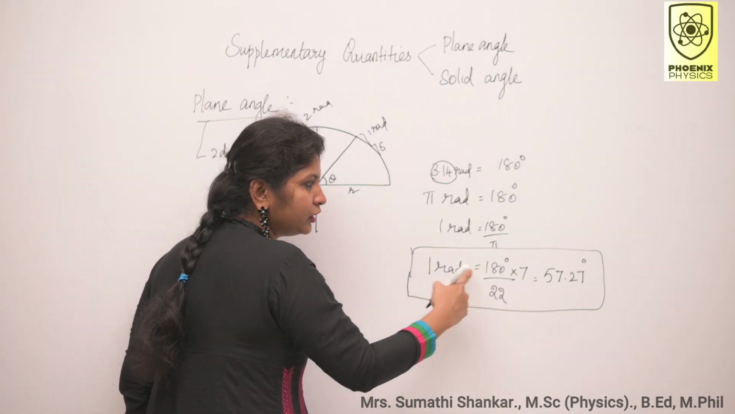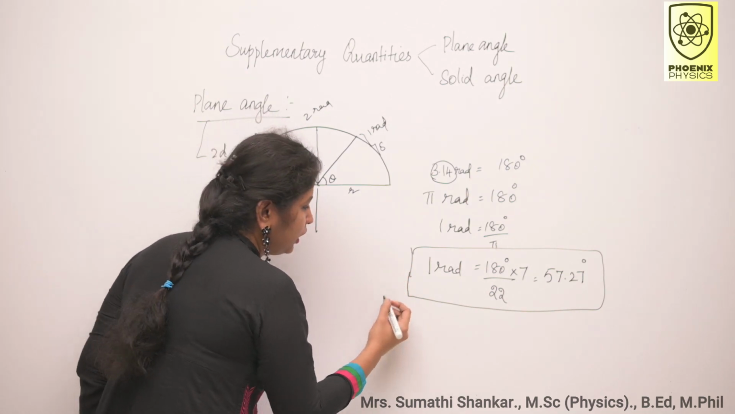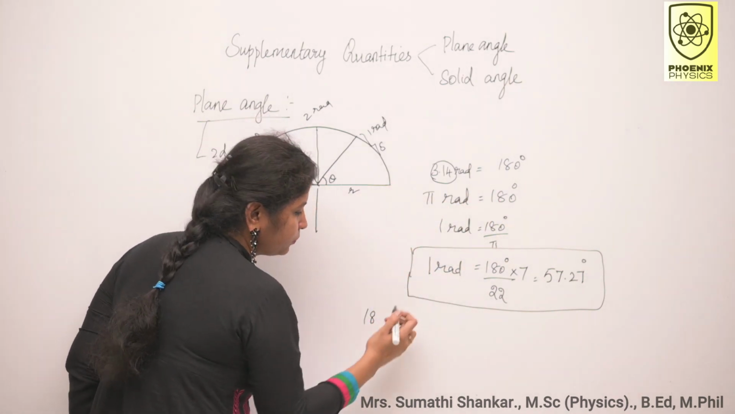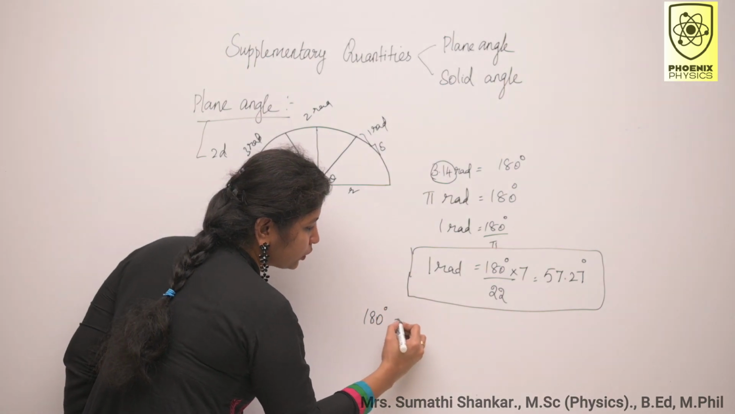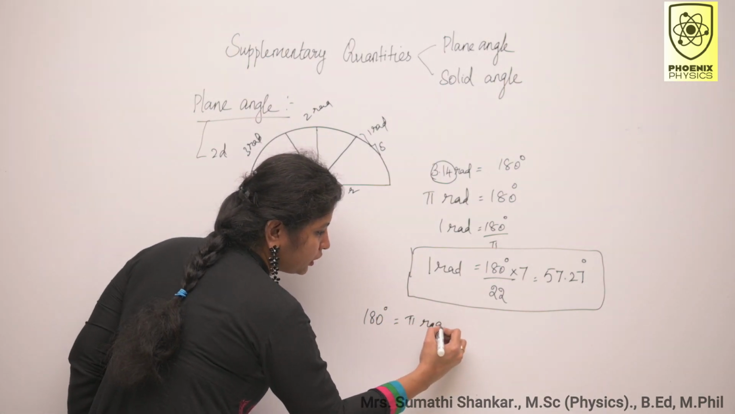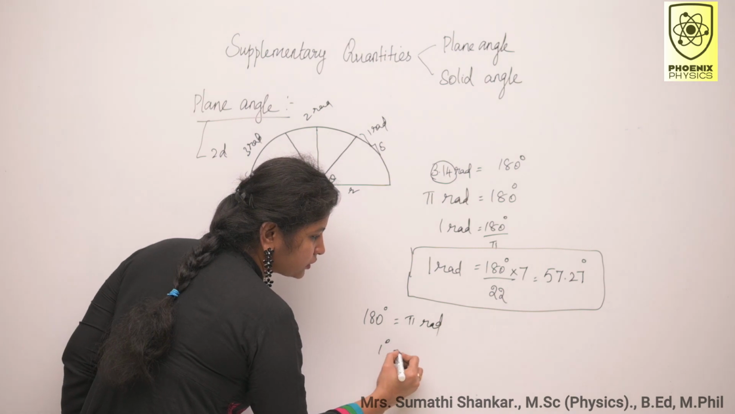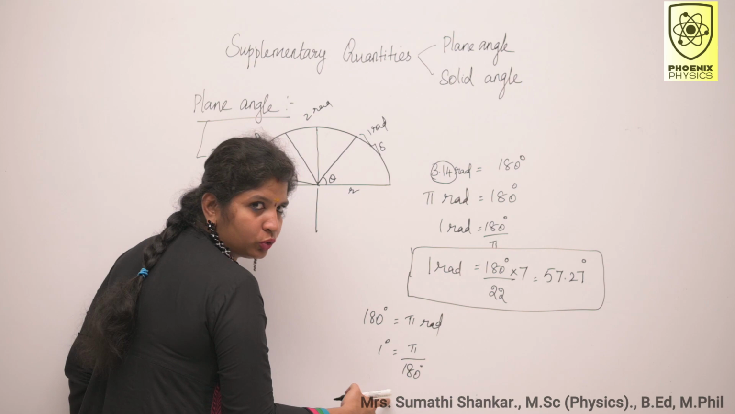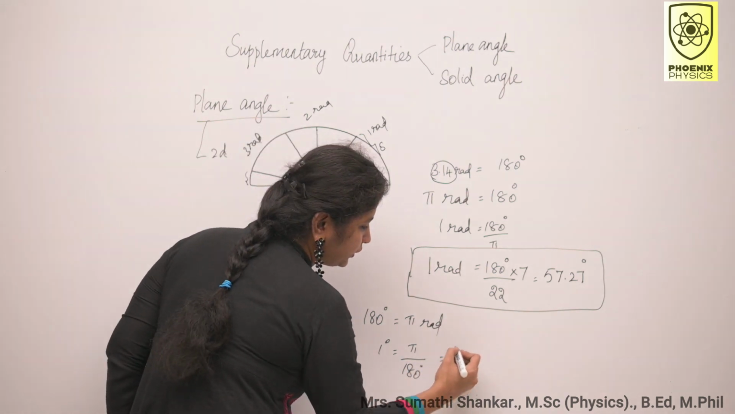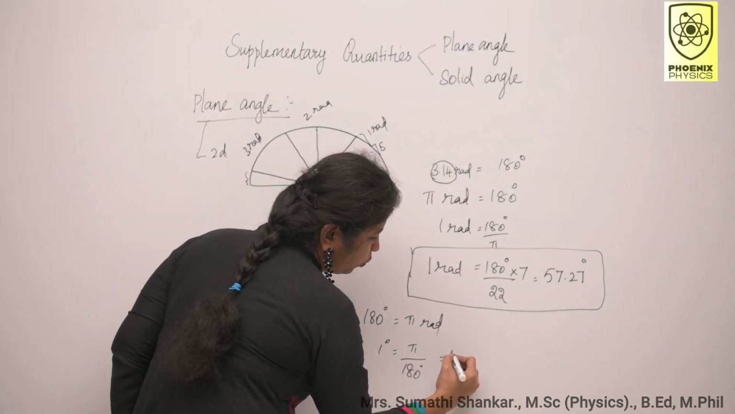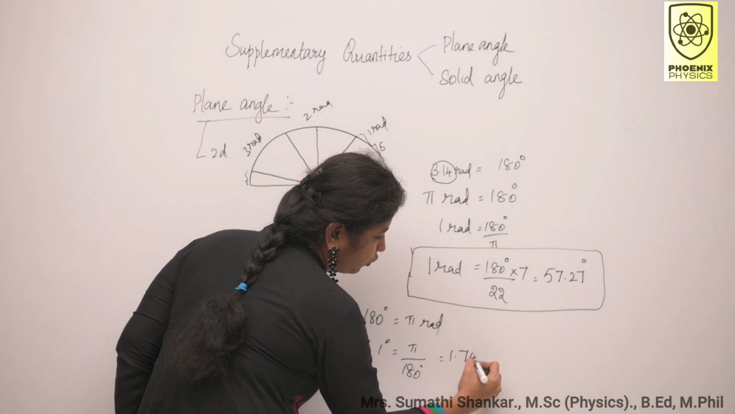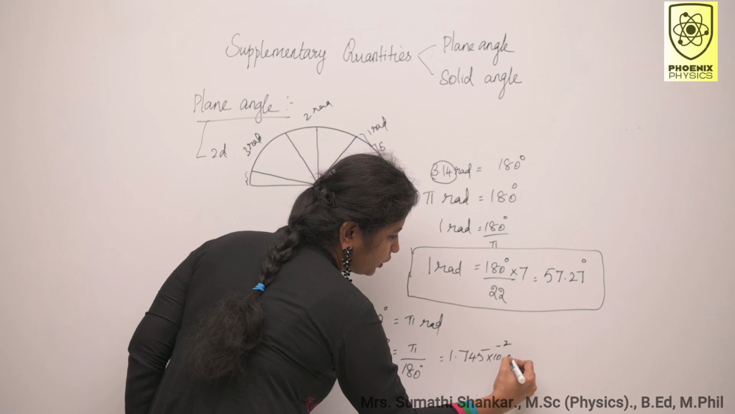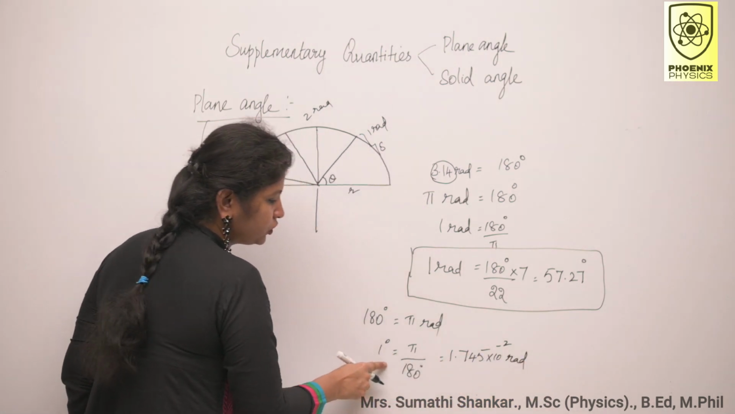That is radian in terms of degrees. Now degrees. You rewrite this equation. So 180 degrees is equal to pi radian. Then 1 degree is nothing but pi by 180 radian. Substitute the value. You can get the value as 1.745 into 10 to the power of minus 2 radian. So this is 1 degree.